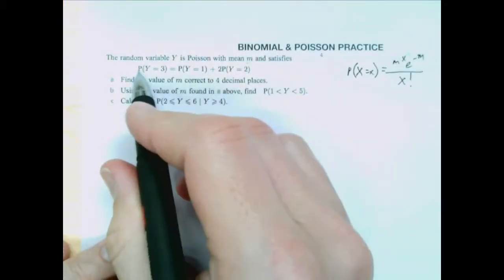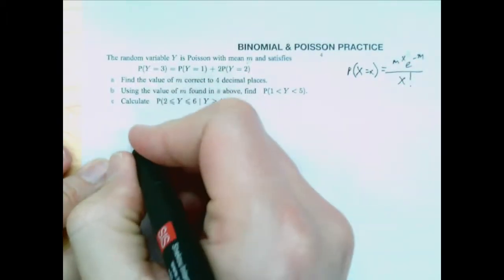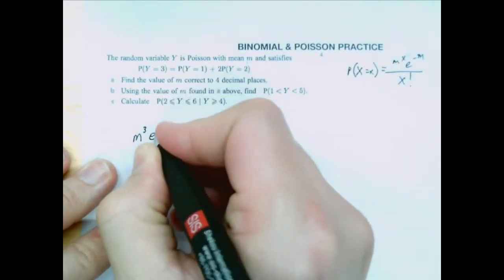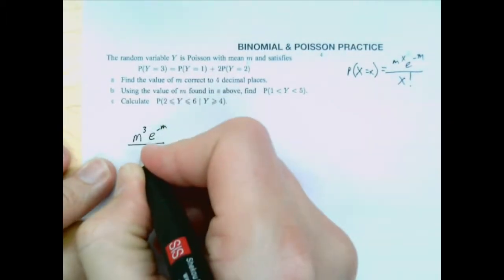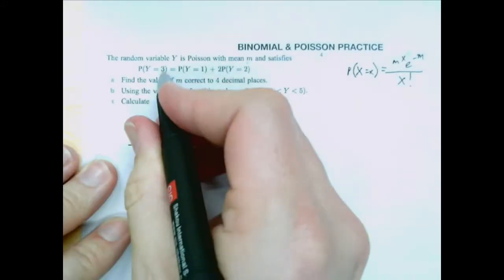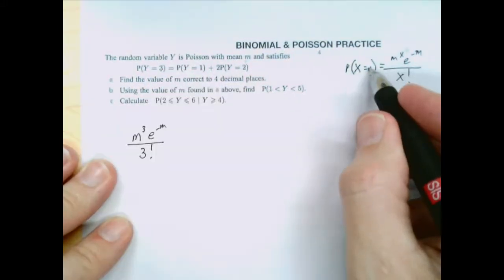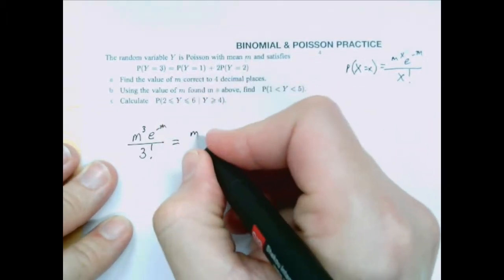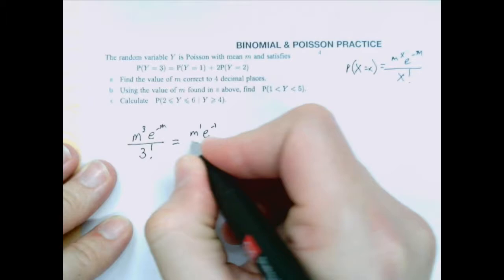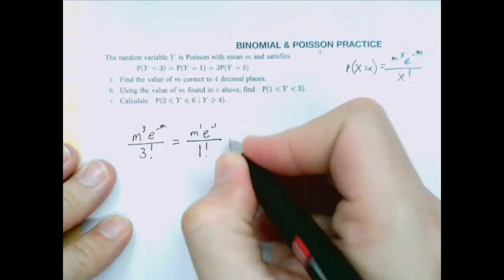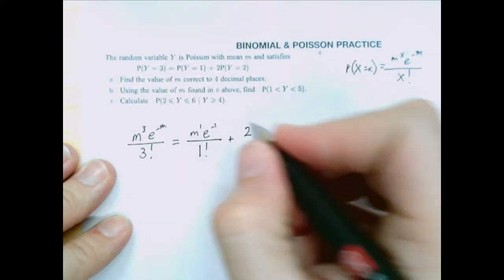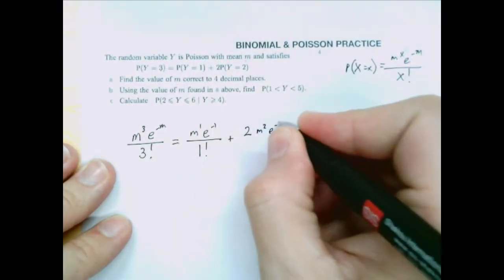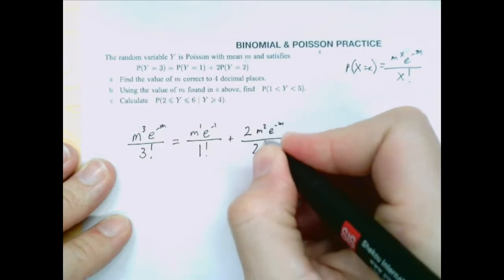So I'm going to use the probability that y is 3. So that would be m to the third e to the negative m all over 3 factorial. So I put in 3. That's my x equals 3, y equals 3. That needs to be equal to the probability that y is 1. So m to the first power e to the negative m all over 1 factorial plus 2 times y being 2. So m squared e to the negative m all over 2 factorial.